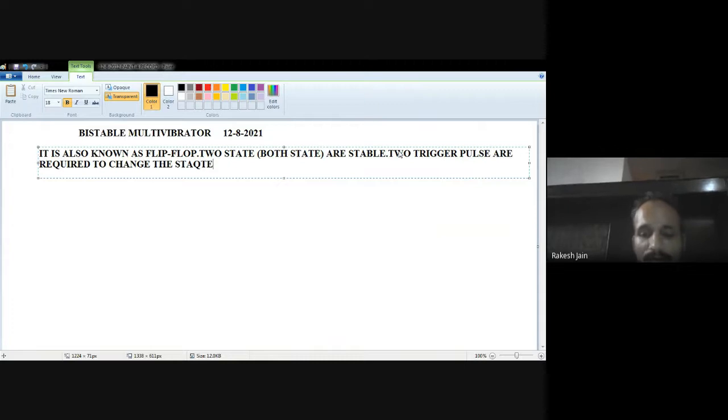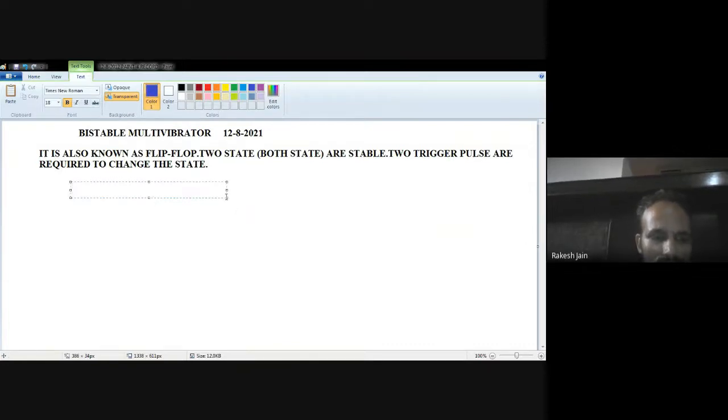So in the case of astable, there was no trigger pulse. In the case of monostable, one trigger pulse is there. And now in the case of bistable, two trigger pulses are required to change the state. So all those multivibrators are quite different from each other. Now firstly we see the transistorized structure of the bistable multivibrator. Here I will draw the transistorized structure.